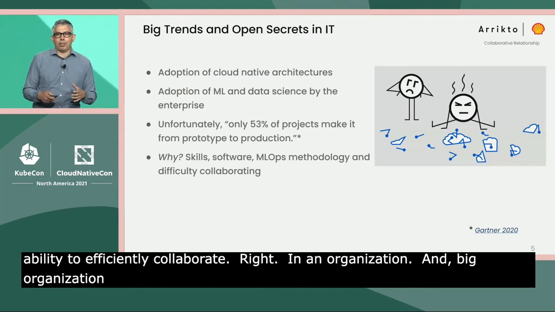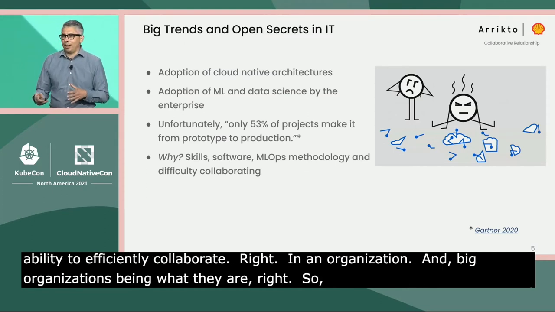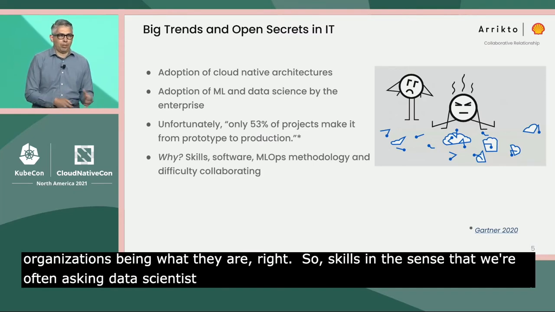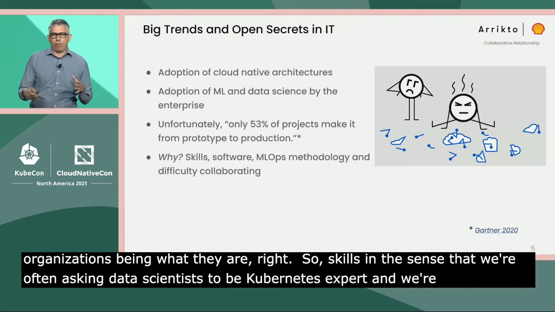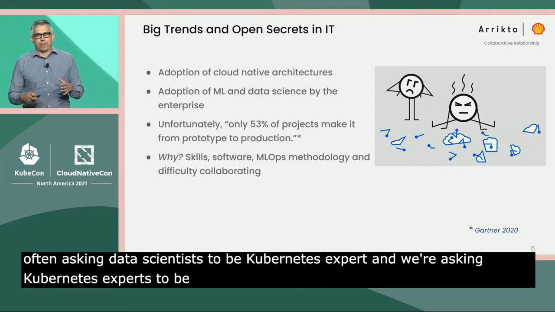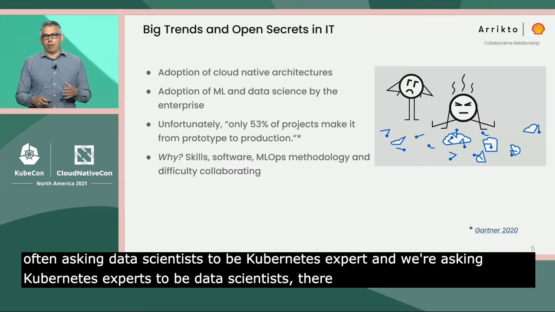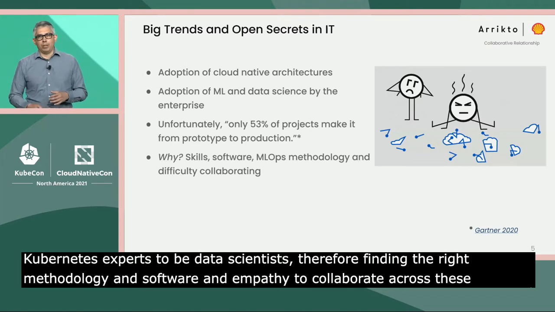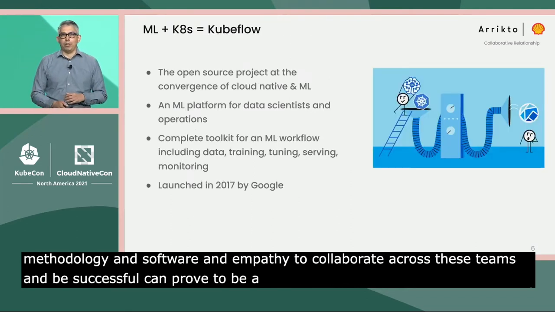So skills in the sense that we're often asking data scientists to be Kubernetes experts, and we're asking Kubernetes experts to be data scientists. Therefore, finding the right methodology, the right software, and perhaps a little bit of empathy, that's going to be needed in order to collaborate across these teams and be successful can prove to be a little bit elusive. So what are we to do?